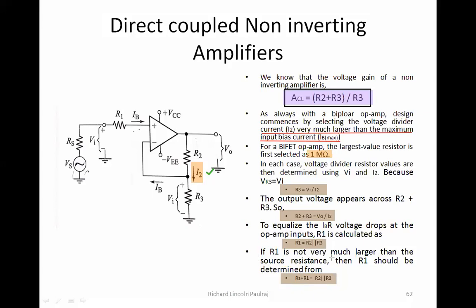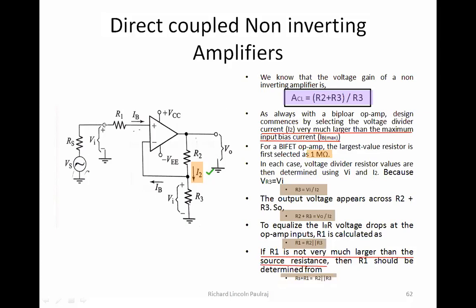So R1 is taken as R2 parallel with R3. If R1 is not very much larger than the source resistance Rs, then R1 should be determined from Rs plus R1 equal to R2 plus R3. This is an important point and you need to make note of it. If and only if R1 is not very much larger than the source resistance, in that scenario my source resistance is higher than R1.